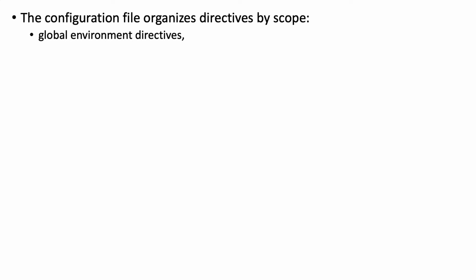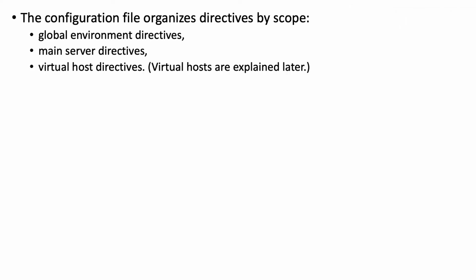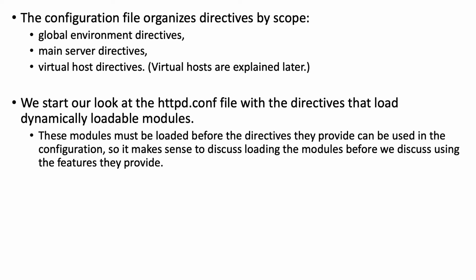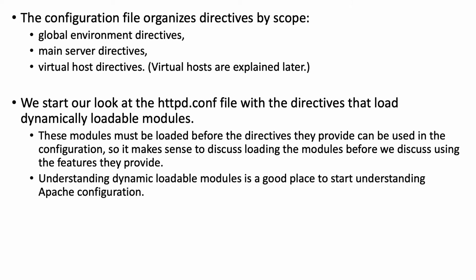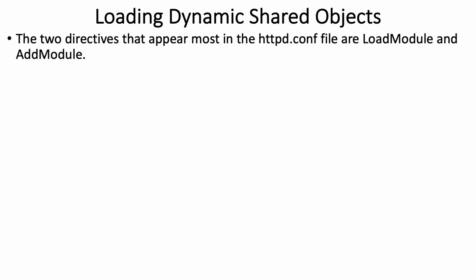The configuration file organizes directives by scope. You have global environmental directives, main server directives, and virtual host directives. We're going to talk more about virtual hosts later. We start looking at the conf file with directives that load dynamically loadable modules. These modules must be loaded before the directives because they're how the directive is going to know what to do. Understanding dynamic loadable modules is a good place to start.